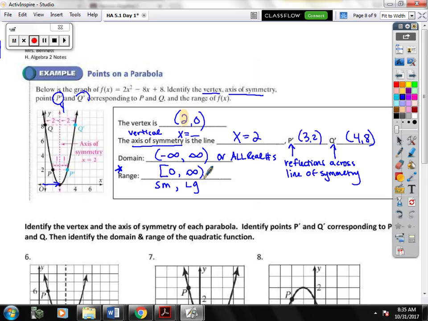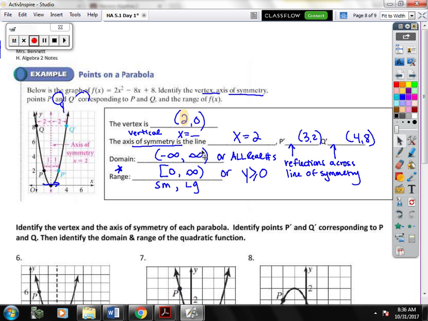Parenthesis, because we don't know what infinity is. Now, another way to represent the range, which I don't want us to do, but I like to share it with you, is that you could put that the y values are greater than or equal to 0 using an inequality. But technically, you probably have to state that it's a real number as well. I would just stick with our interval notation that we have here.